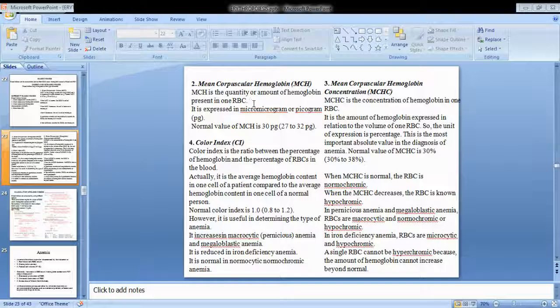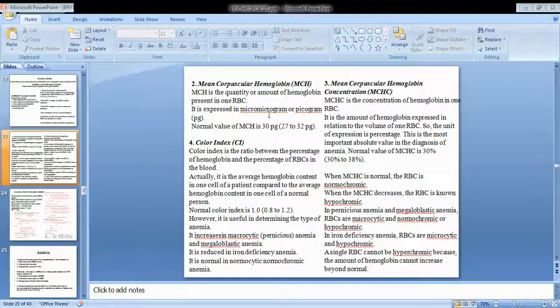How much is there, how many RBC are there. What we have seen previously is about a single RBC. This is about the amount or quantity of hemoglobin present in one RBC. How much hemoglobin is there inside one RBC.